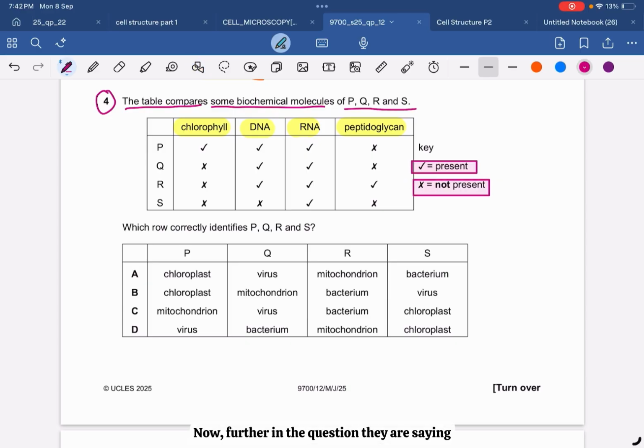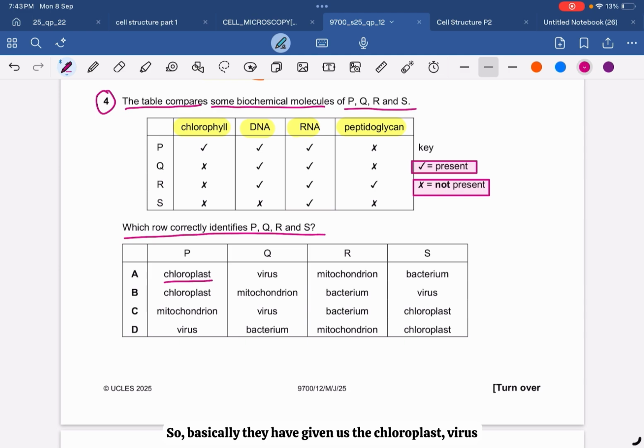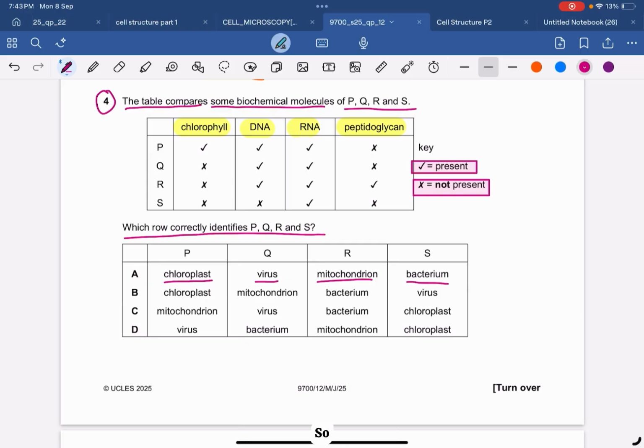Now further in the question they are asking which row correctly identifies P, Q, R and S. So basically they have given us the chloroplast, virus, mitochondrion and the bacteria. So we have to select what is P, Q, R and S. So let's discuss this, that the chlorophyll basically is present.